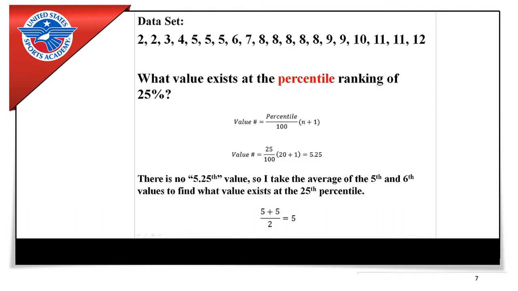So my fifth number is 5 and my sixth number is 5. So the average of those two numbers, the mean of those two numbers, is obviously 5. So for the question, what value exists at the percentile ranking of 25%, the answer is 5.